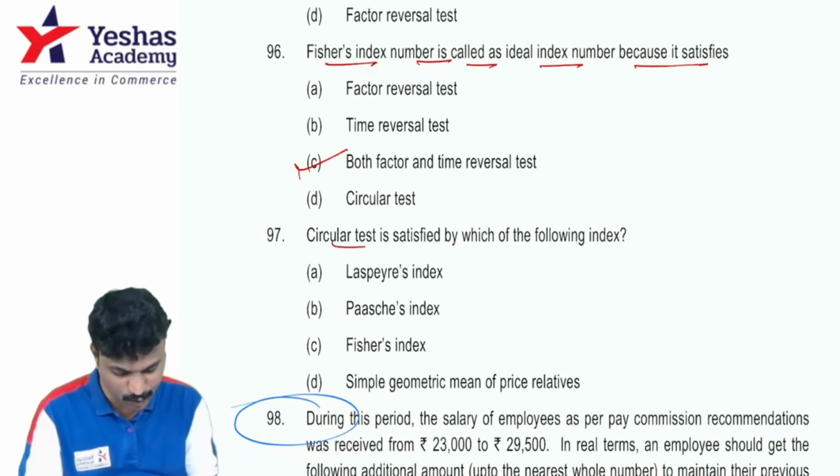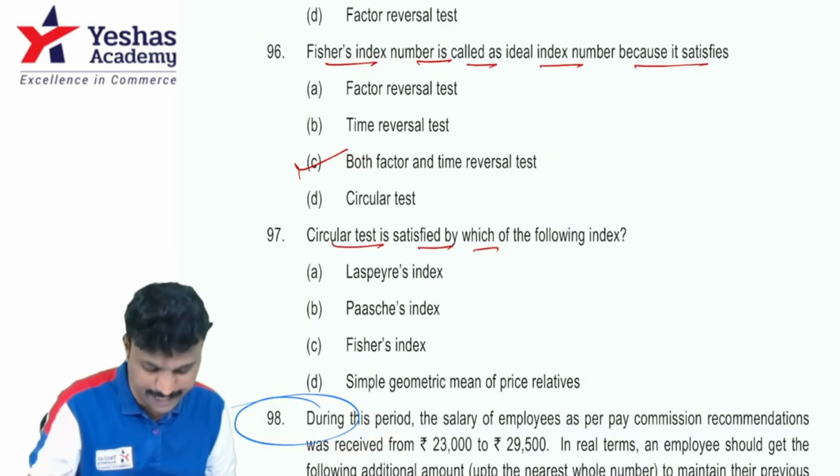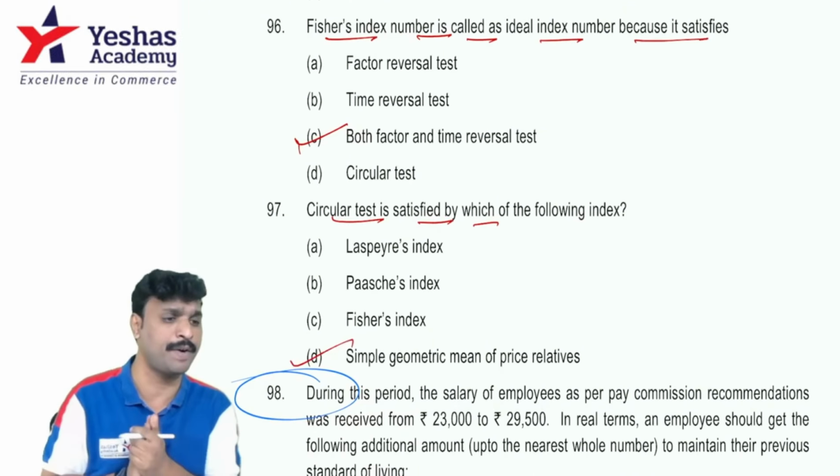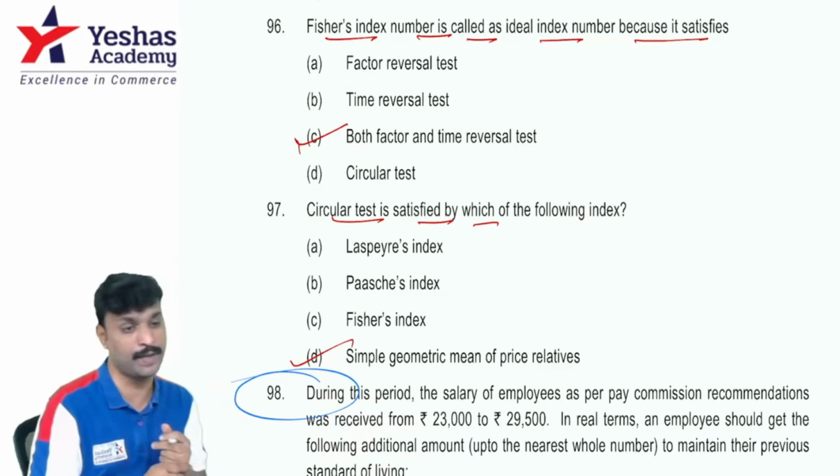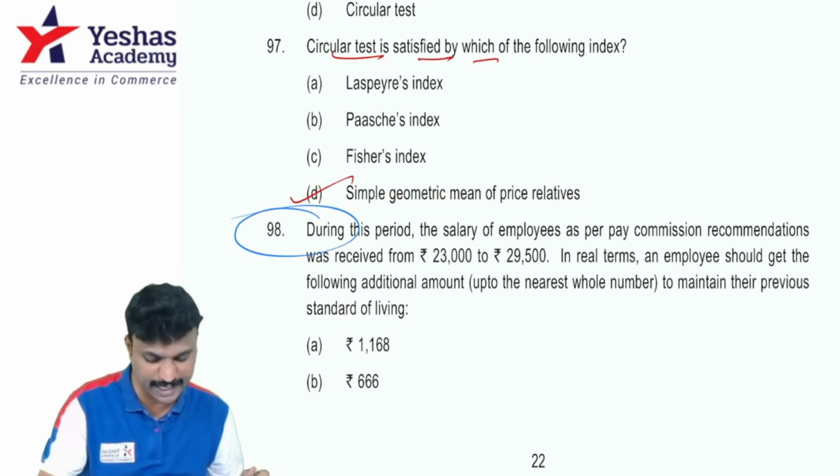97th question. Circular test is satisfied by which of the following index? Circular test is satisfied by simple geometric mean of price relatives and weighted aggregates with fixed weights. That means option D is the right answer.